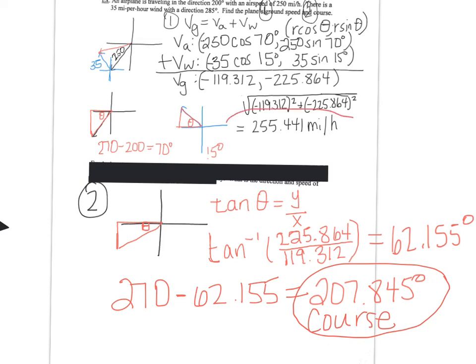So our two answers here: our answer to question 1 is 255.441 miles per hour, and the answer to question 2, or what is the course, is 207.845.